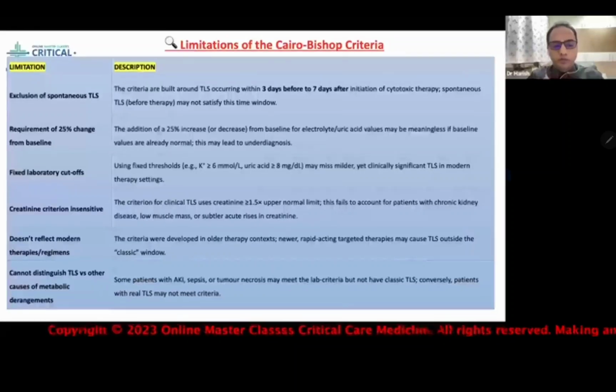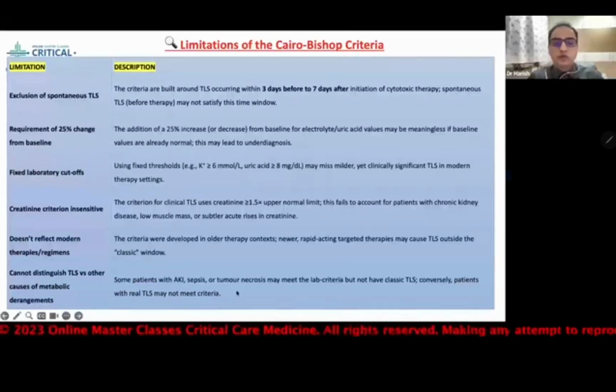Okay. So maybe it is sepsis with AKI, or tumor necrosis, which may also have the same hyperkalemia, hyperphosphatemia, hyperuricemia. So this criteria may not help in differentiating from the other causes of metabolic derangement.